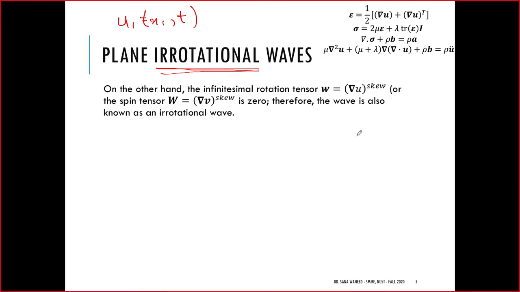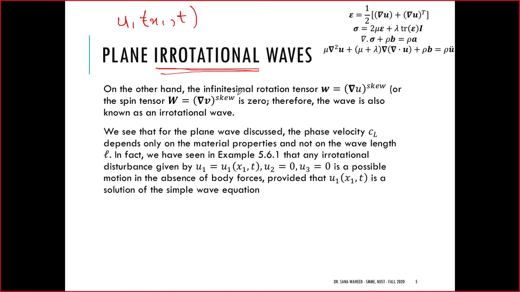Okay. Nothing fancy here, just different ways of naming it. So these are, as I said, different names for it. So longitudinal waves and irrotational waves are actually the same thing essentially. Perfect. Okay, so what else? The phase velocity depends only on the material properties and not on the wavelength. Yep, so we saw that.